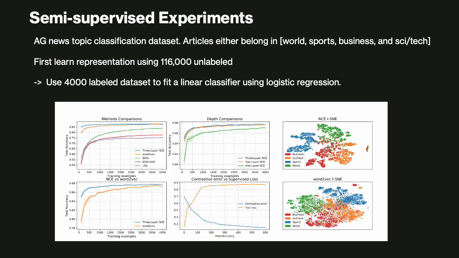So in the first of two experiments that they did, they used a dataset called the AG News Topic Classification Dataset. In this dataset, articles belonged to either business, world, sports, or sci-tech. The authors first used a training dataset size of 116,000 unlabeled entries to train the model to learn latent representations of the documents. And then they used 4,000 labeled examples to fit a linear classifier using logistic regression. And they used a separate testing dataset for the figures we see below.